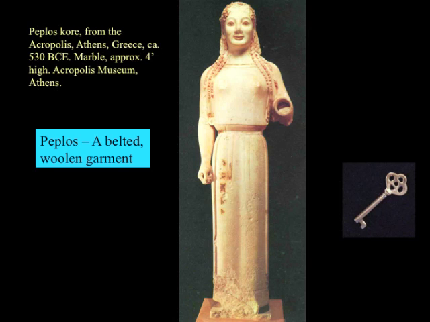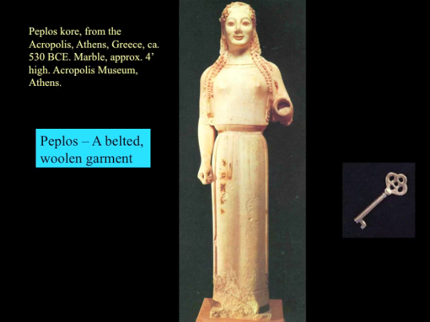In this case, this woman's left arm is broken off, but probably held an item there that would have given us a much greater sense of who she was. It could have been something that identified her as a maiden, as a goddess, or maybe even possibly Athena herself. We don't really know.